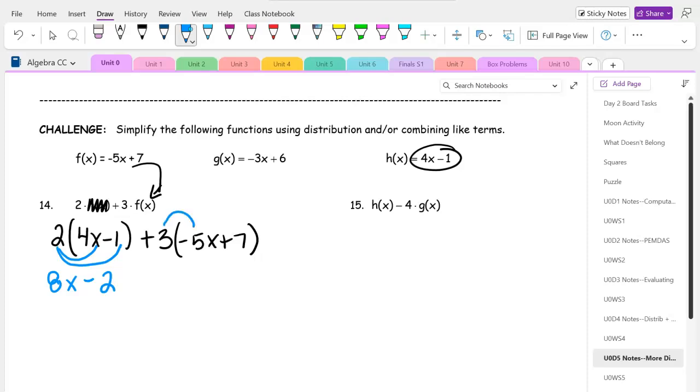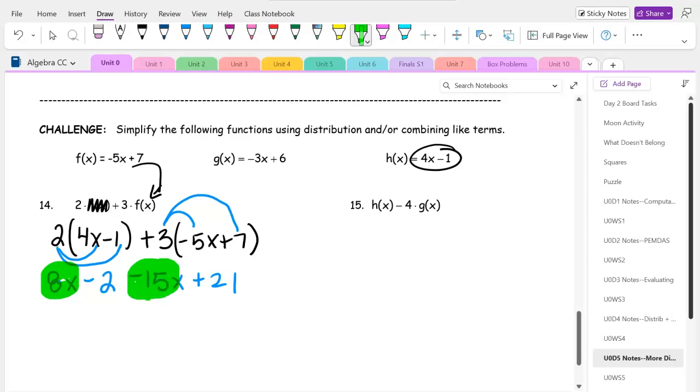Now we distribute our 3. 3 times -5x is -15x. And 3 times 7 is +21. Find your like terms. 8x minus 15x is -7x. -2 plus 21 is +19. And so we put +19.